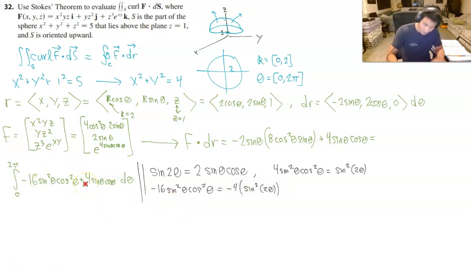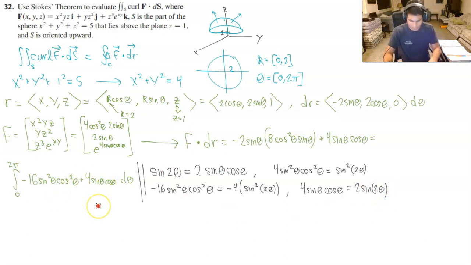And you notice that we have a 4 sine theta cosine theta here. Well, this looks awfully similar to sine 2 theta, except this is 2 times larger. So if it's 2 times larger, you have to multiply this guy by 2. I get 2 sine 2 theta.